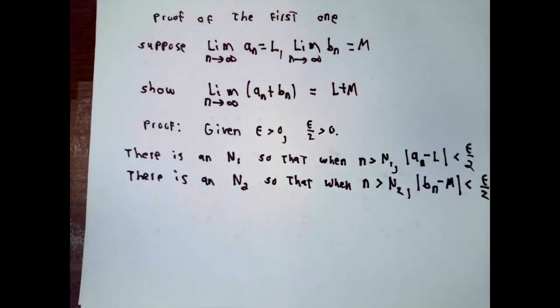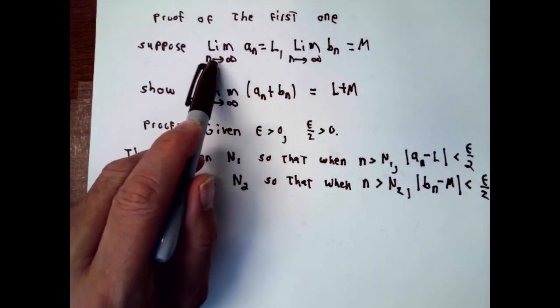To somebody who hasn't thought very much about this, the knee-jerk response is to say, well, it's obvious, except that it's not obvious. It's not obvious at all. So we're going to think about this the right way. Somebody walks up to me and gives me a positive number epsilon. If epsilon is positive, epsilon over 2 is positive.